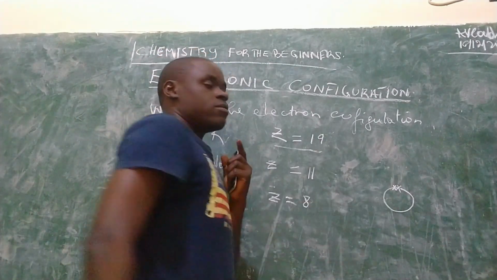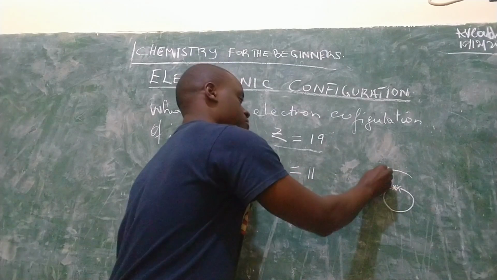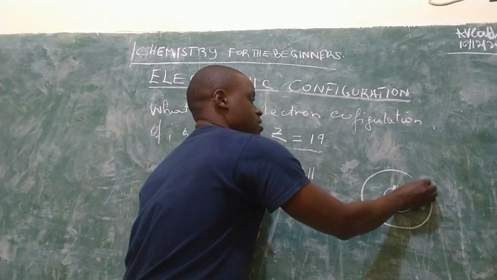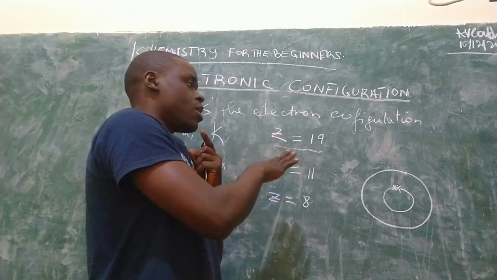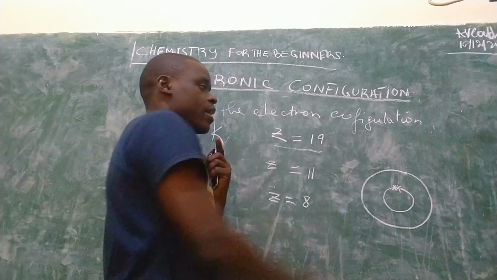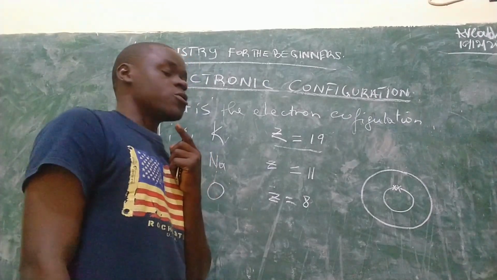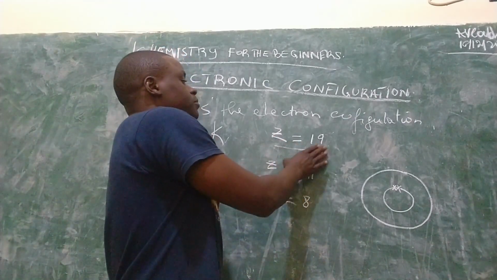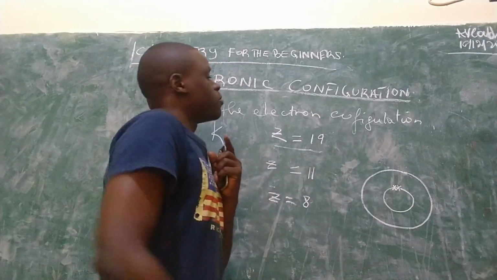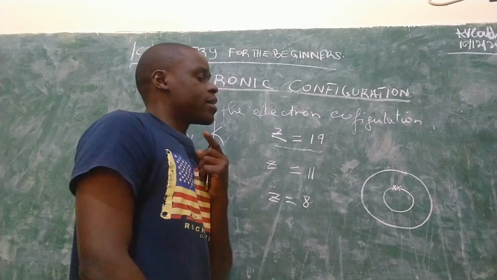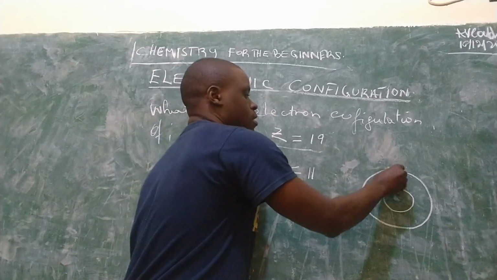Because we still have electrons to fill, we will continue to build more energy levels. This is the second energy level. We build it like this. For the second energy level, the maximum number of electrons it can hold is 8. We don't exceed 8. We stop when all of the atomic number is represented by electrons. Here we have placed only 2 of the 19 electrons of potassium, which means we will continue filling.